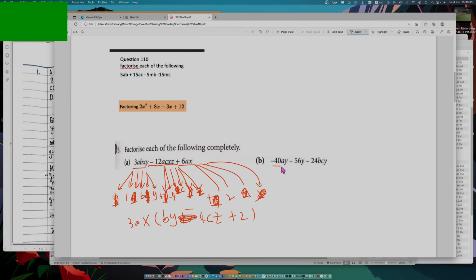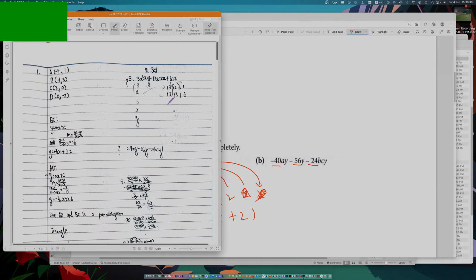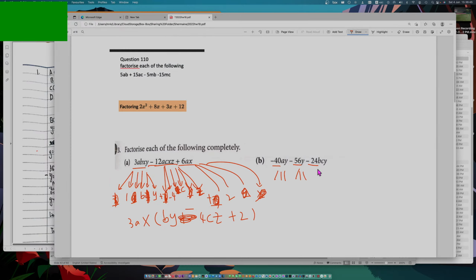So this question, how do you find out the common factor? How do you find out the? How do you split? Can you attempt this question now? Where is the question? You still have a question? How do you find out 40, 56 and minus 24? How do you find the highest common factor?